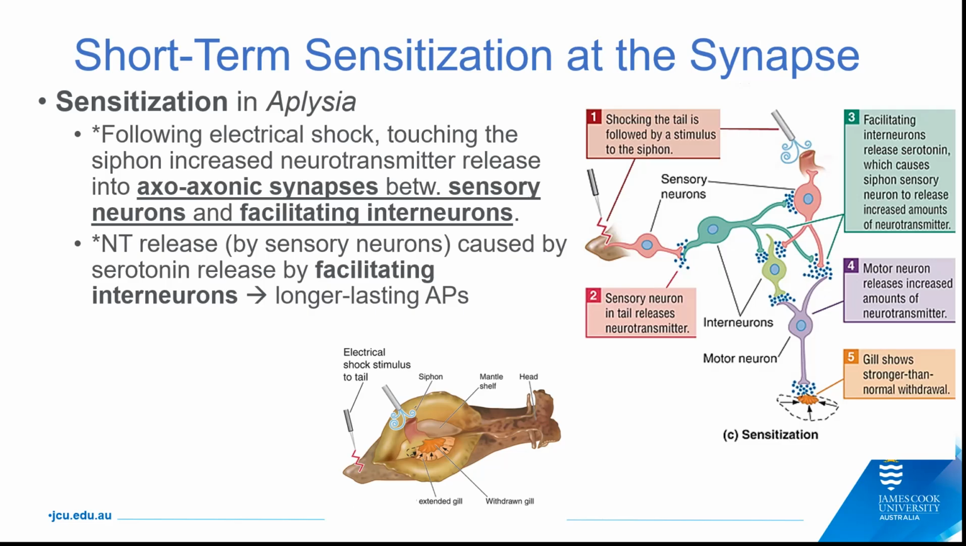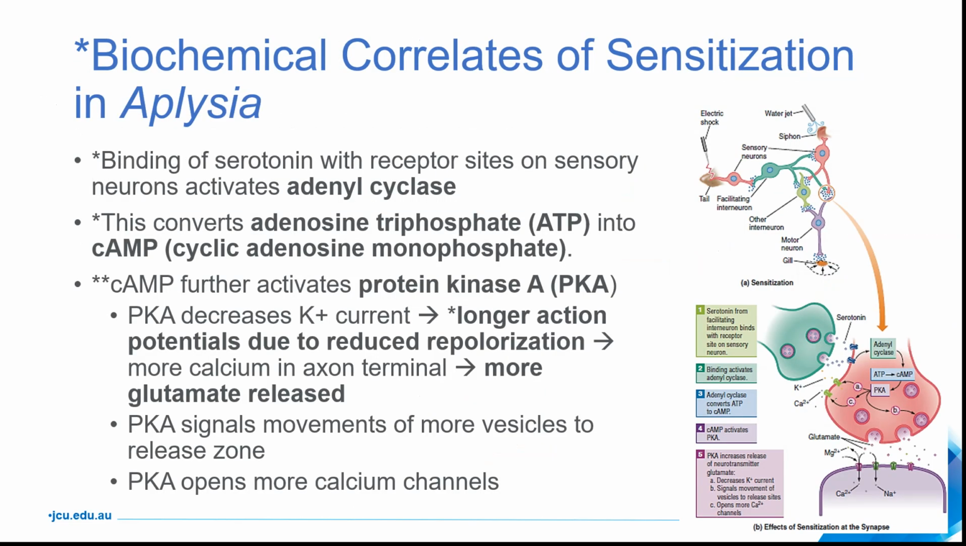Now this is a bit more interesting. We're not looking at a decrease in neurotransmitters, we're looking at an increase in neurotransmitter release by the sensory and motor neurons. But before that, we must remember there are facilitating interneurons. These facilitating neurons release serotonin, not glutamate. I should have bolded the serotonin, but you'll get the picture. That will ultimately lead to longer lasting action potentials. On the next slide, I will explain this a bit more.